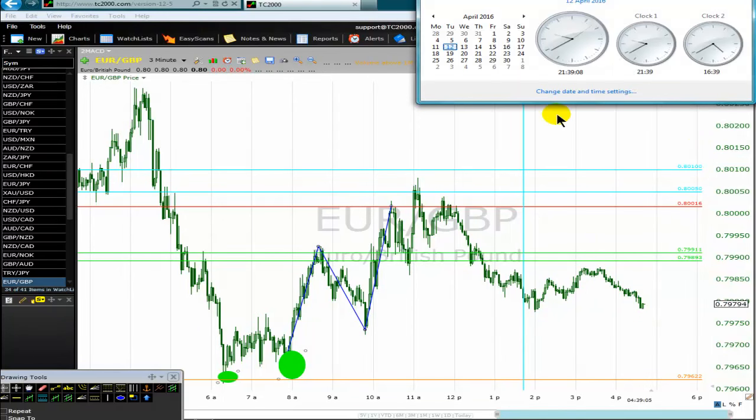The time in London is 39 minutes past 9 p.m. In New York, 39 minutes past 4 p.m. So far, this is what has happened. And we are expecting the euro British pound slowly but gradually to come down to the level of 7962, where we are expecting to close this trade. We will see how everything will proceed. So far, so good.